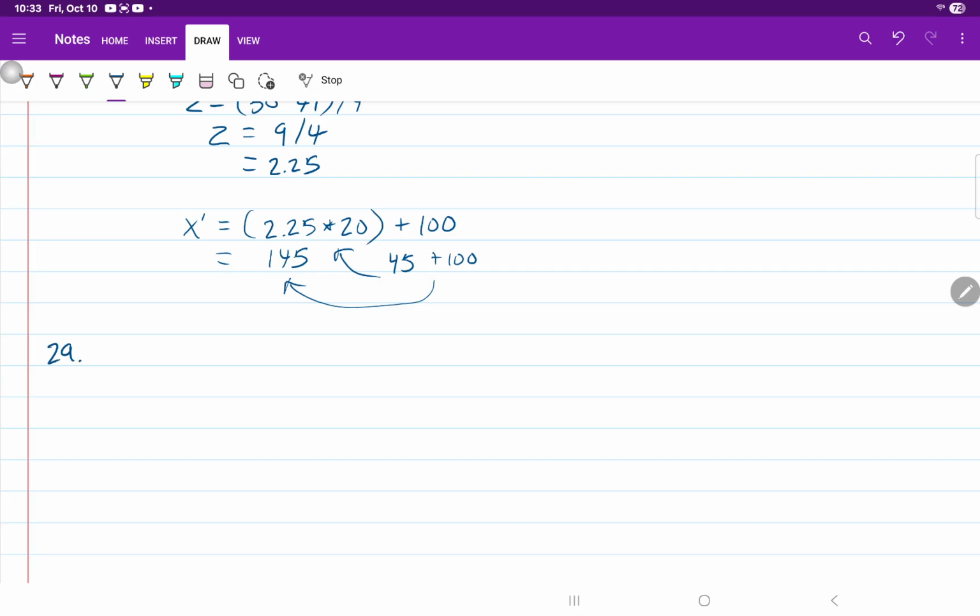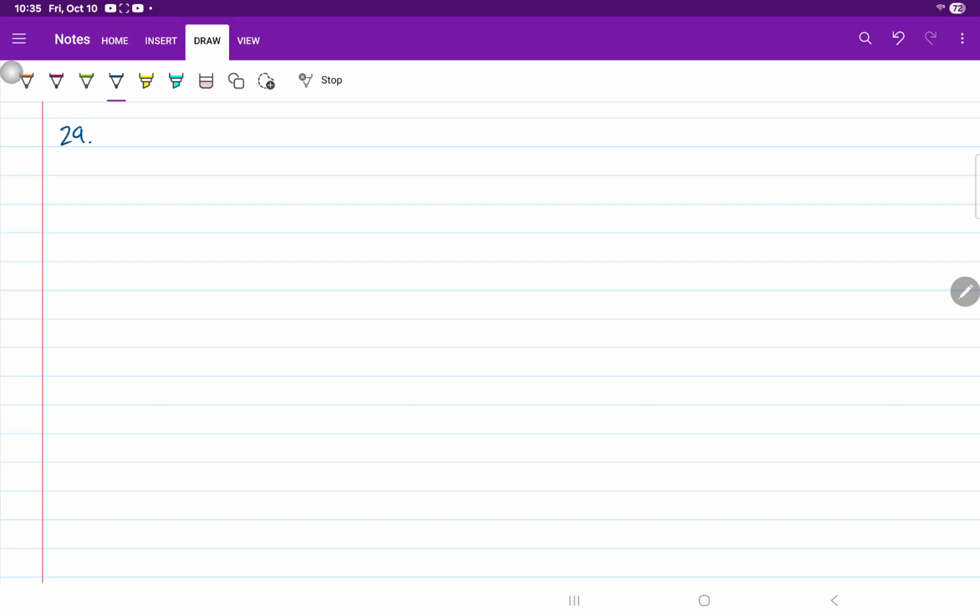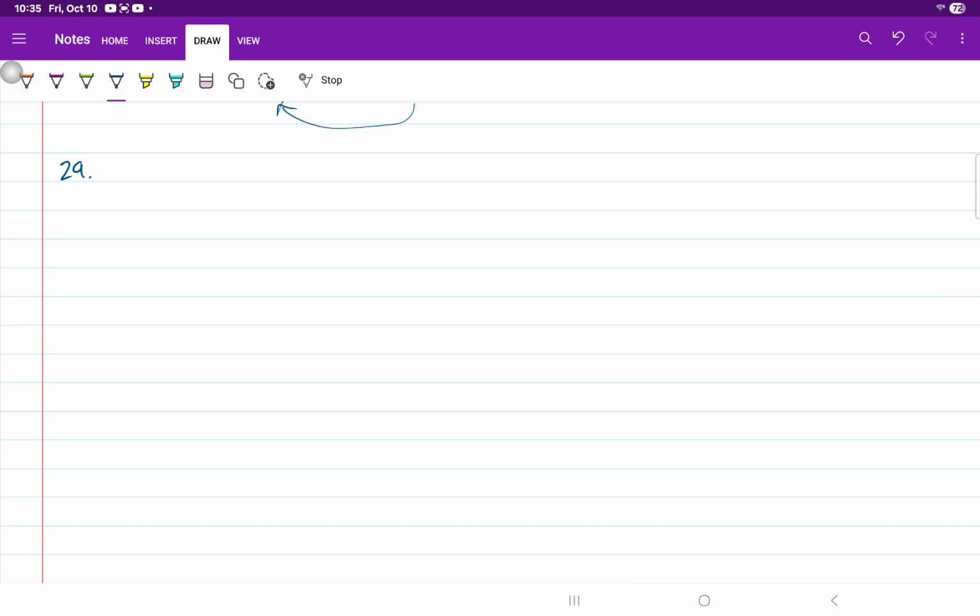$29. Well, 29 is kind of cumbersome. It'll take a while to work through, but it's just a question of sticking with it. In this case, we're given just a bunch of raw scores, and we're asked to compute the mean and standard deviation of these scores, then to compute the z-scores for each, and then to transform those z-scores so that we have a new mean of 50 and a new standard deviation of 20.